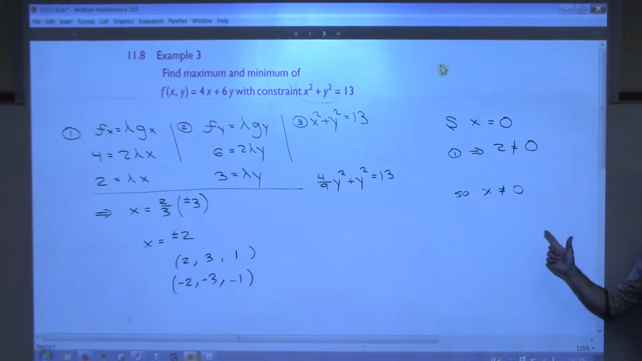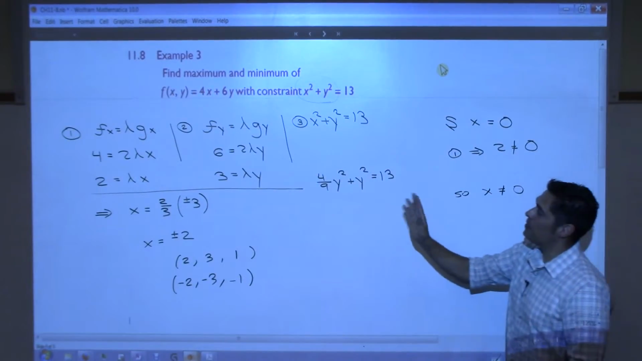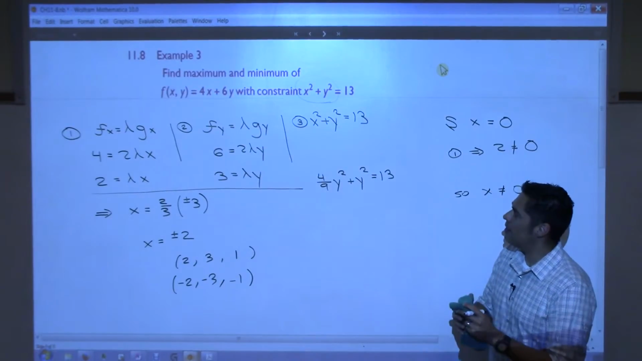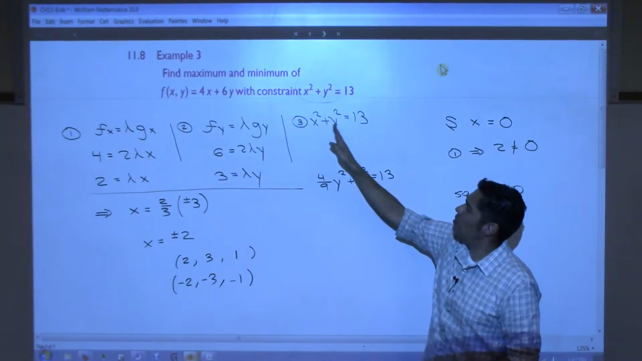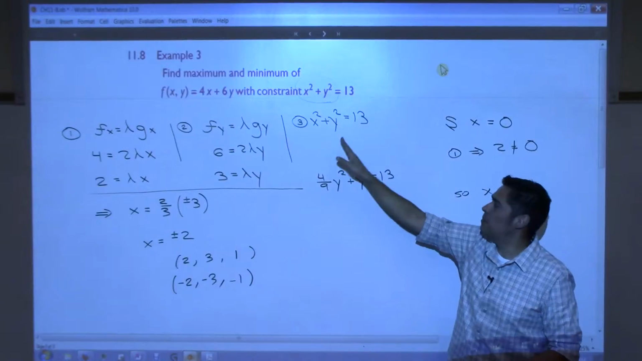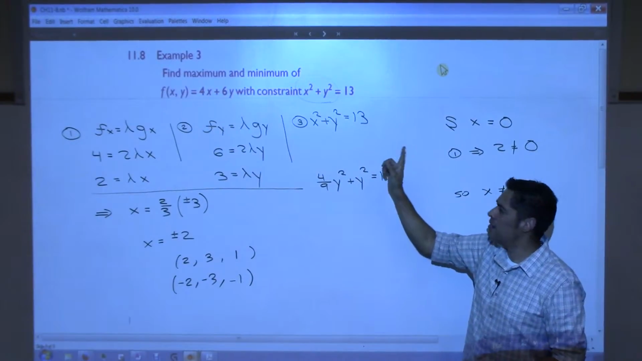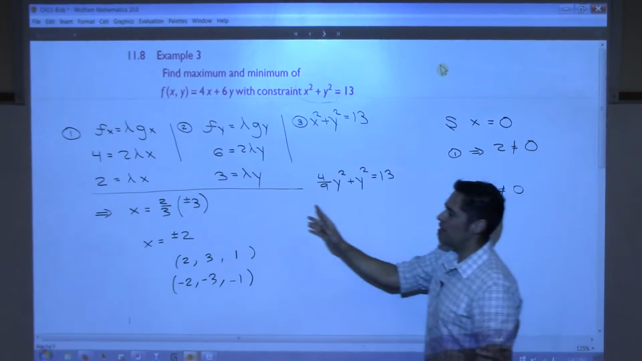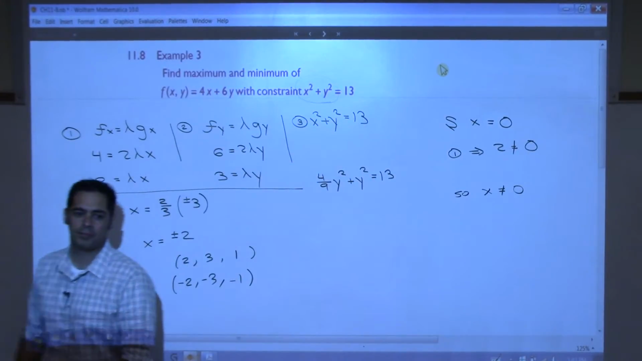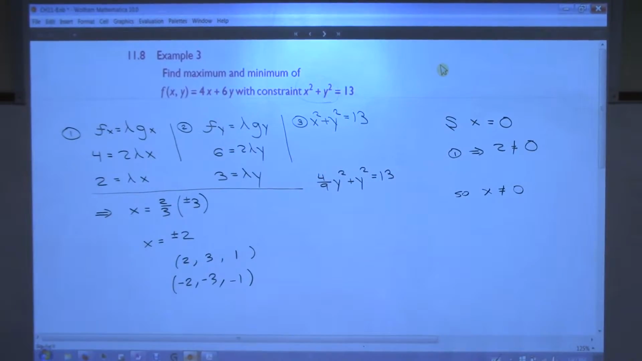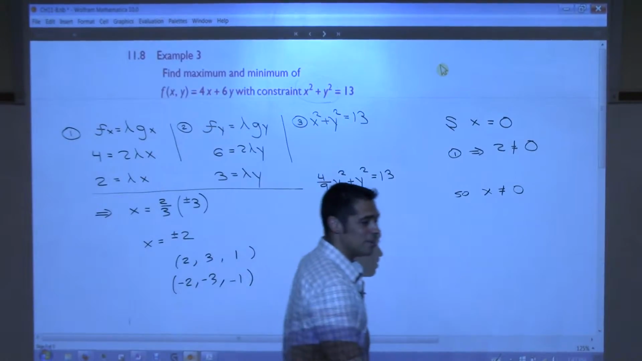But you had to think about it, because I heard someone say it, and that's okay. If x was 0, yes, it would imply that y is going to be square root of 13 plus or minus. But see, x being 0 does not satisfy this equation. It has to be all three simultaneously. Okay. Anything else that we didn't look at?